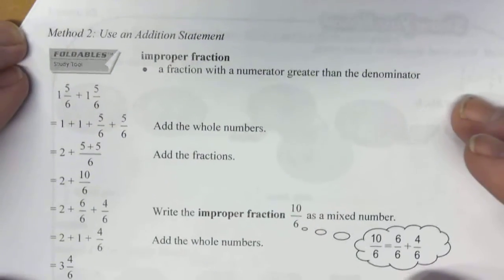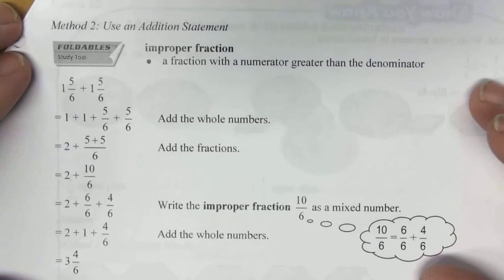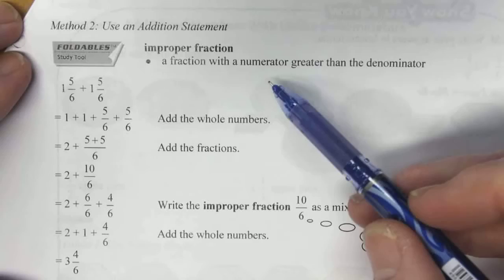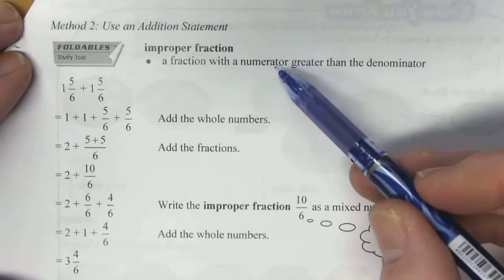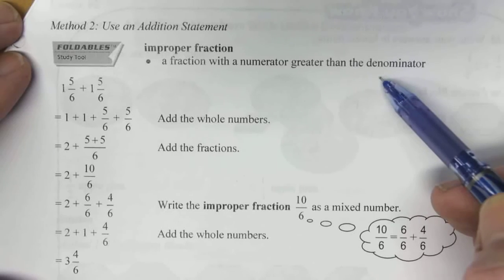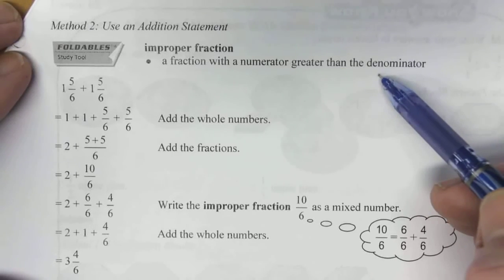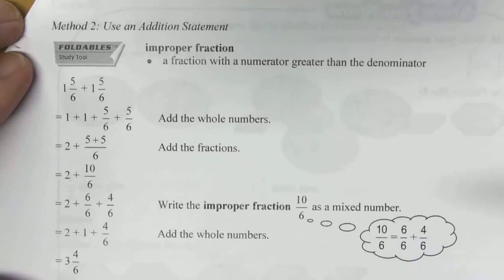So method 2 is using improper fractions. And an improper fraction is a fraction with a numerator that's greater than the denominator. So the top number is the numerator, and the bottom number is the denominator. So an improper fraction, the top number is bigger than the bottom number.